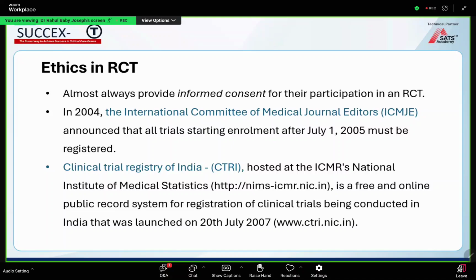Coming to ethics in RCT, just a few words on this. You almost always have to have an informed consent. It's very important that you know how it is taken. Informed consent has been asked as a different question, and all the trials being done have to be registered in the clinical trial registry in India. And this has also been asked as a question previously.